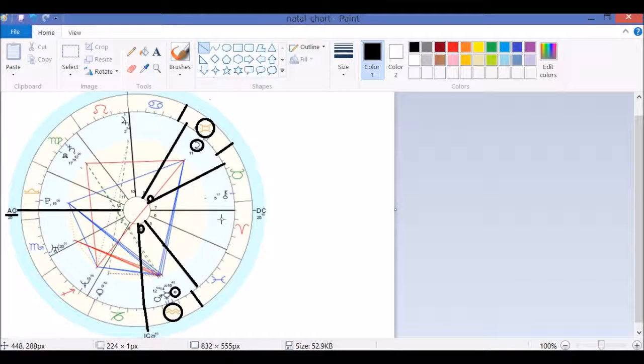So now we want to find what sign that's in. In order to see that, we look again to the borders. So one border here and one border here. As you can see, the line is between these two borders and therefore is in this zodiac sign, which is Libra.